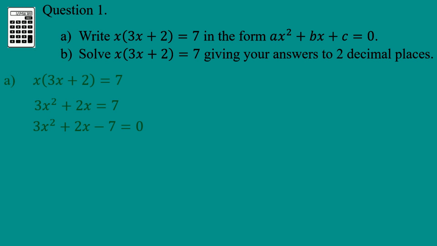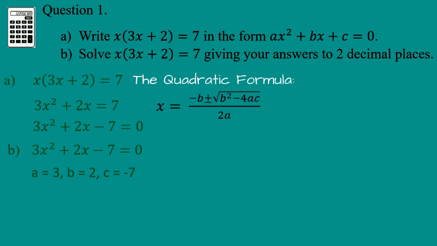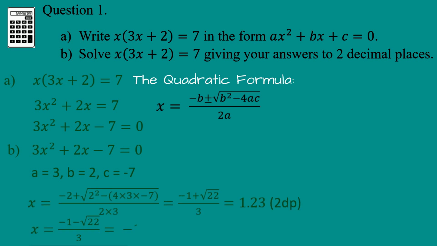For part B, note that we are asked to give our answers to 2 decimal places. This tells you that you need to use the quadratic formula to solve this quadratic. You have already rearranged the equation in part A into the correct form to use the quadratic formula, where a equals 3, b equals 2 and c equals minus 7. The quadratic formula is x equals minus b plus or minus the root of b squared minus 4ac all over 2a. Putting the numbers into the formula using a calculator gives the solutions as shown. x equals 1.23 and x equals minus 1.90 to 2 decimal places.